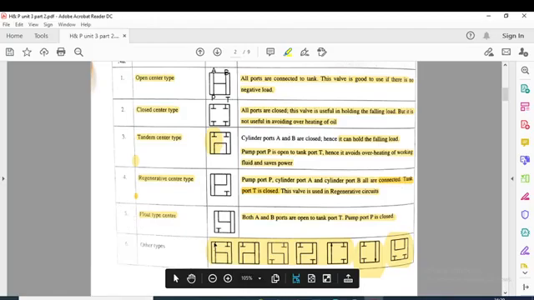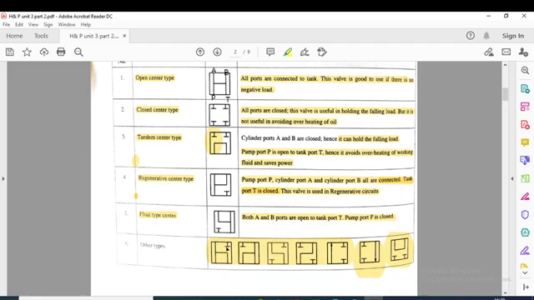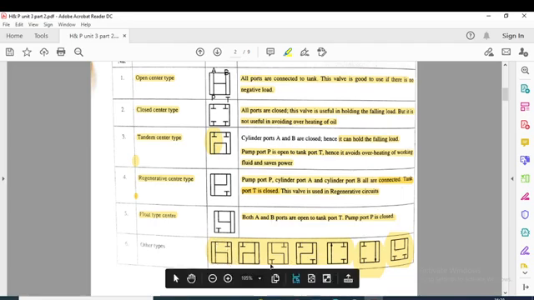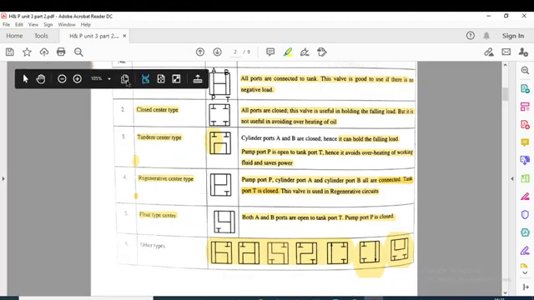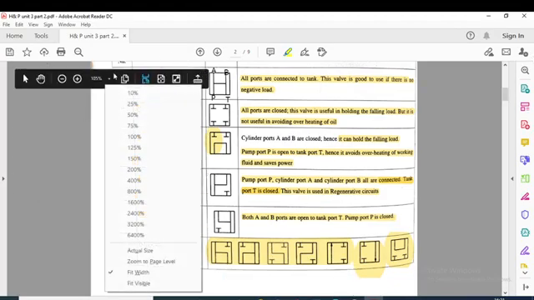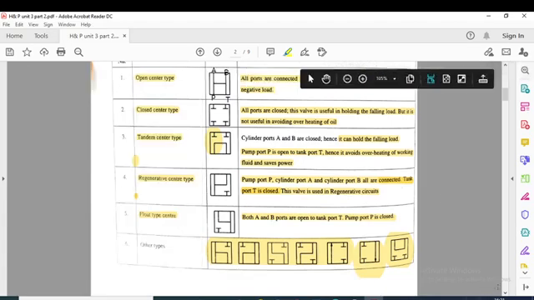Here you can see port A is connected to the ports P and T, and port P remains closed. Here you can see pump port P and port B remain closed, and port A is connected to the tank. All these are the center positions of this direction control valve. Okay.